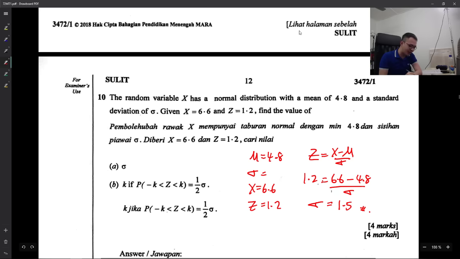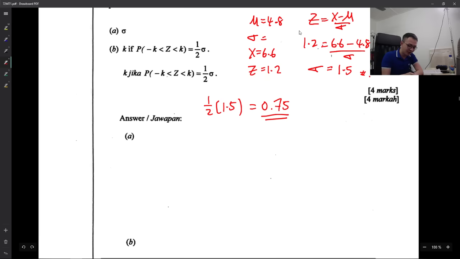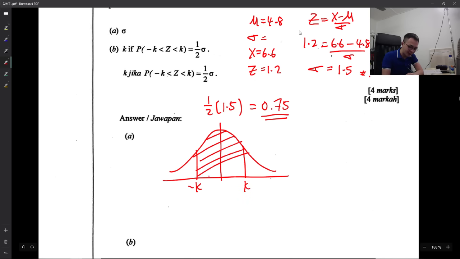Okay, for the second part, they ask you to find the value of k where the probability of z between negative k to k is half of the standard deviation. So I work out half of the standard deviation. The standard deviation already found is 1.5, so it's 0.75. This is a probability. So for part B, the probability between negative k and positive k, we find out is 0.75, because they say it equals half of the standard deviation. So therefore, we need to find out k.